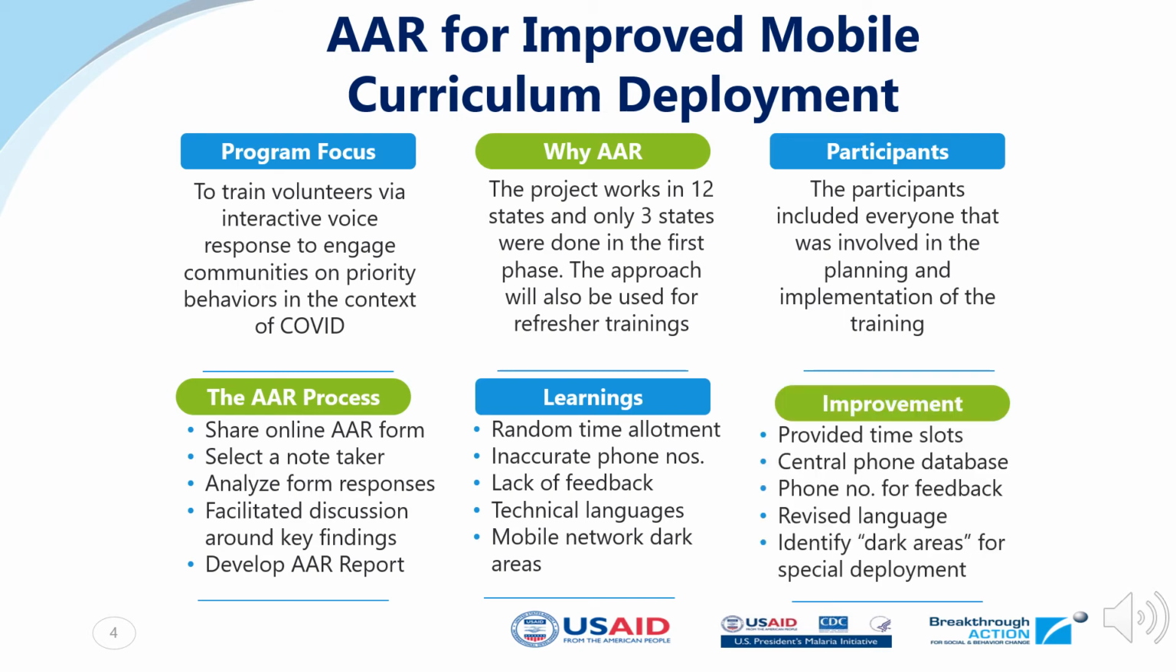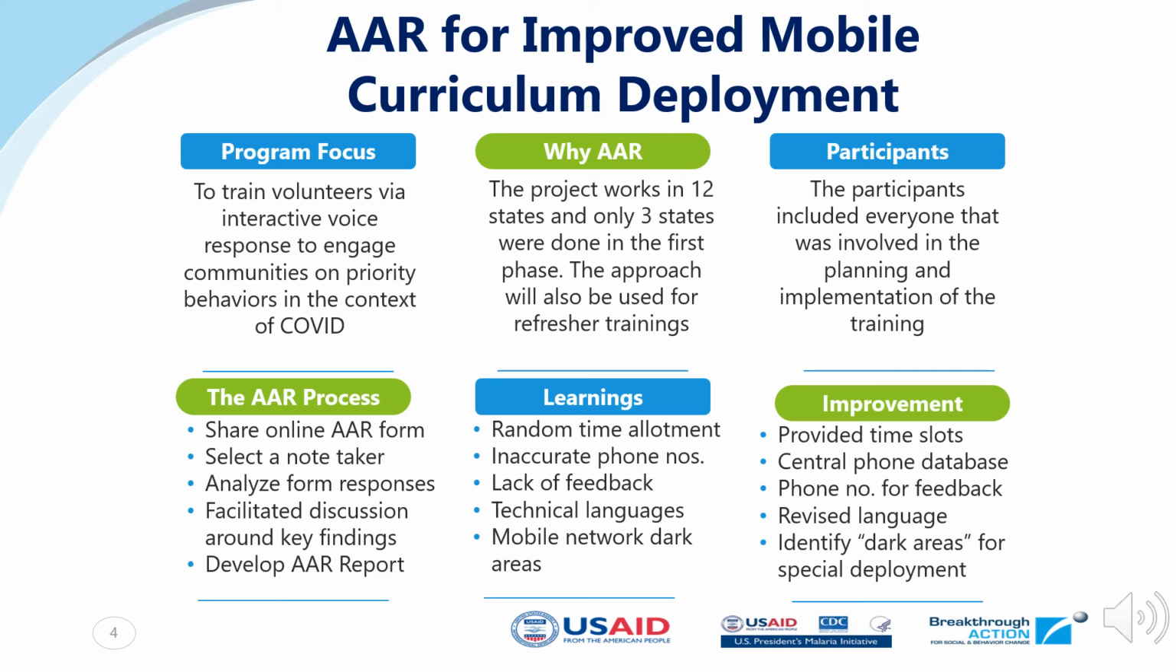So what are the things that we came up with as suggestions to address this? We arrived at providing specific time slots for the CVs, that's the community volunteers, to pick, so that they pick the convenient times for them within a specific range. We also had a central phone database, which we assigned people to update on a regular basis, so that it's not when the mobile curriculum is being conducted that we have to update this. We also had a separate phone line for feedback so as to establish two-way communication.